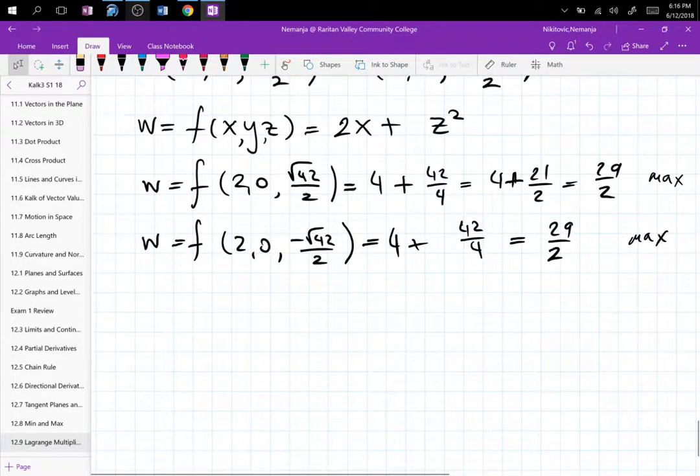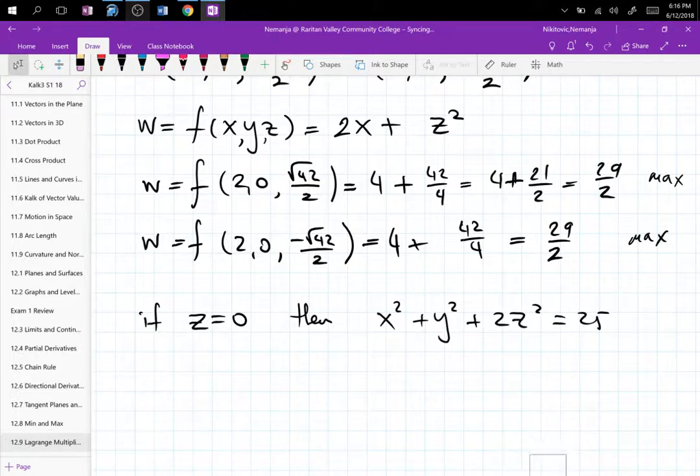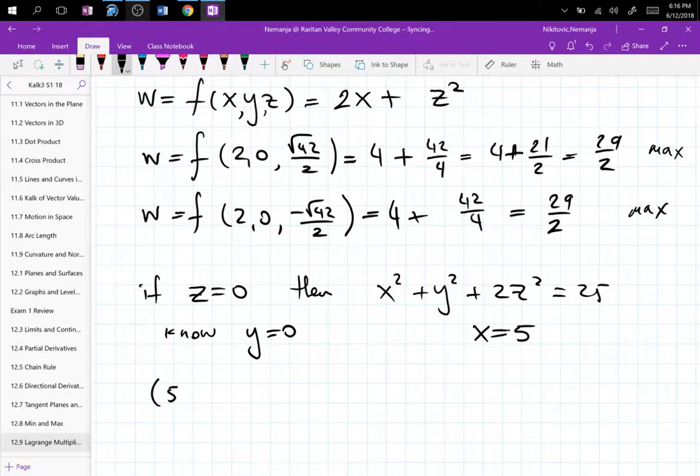Now, if z is equal to 0, then x squared plus y squared plus 2z squared equals 25 gives us that x is equal to 5. And we know that y is equal to 0 already. So we have a point 5, 0, 0.